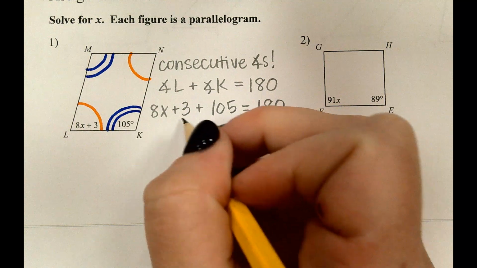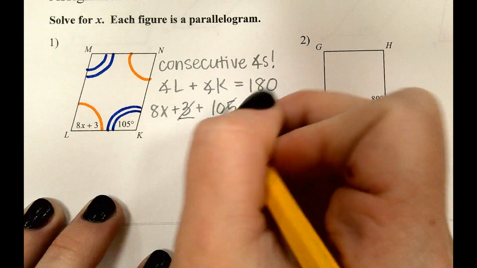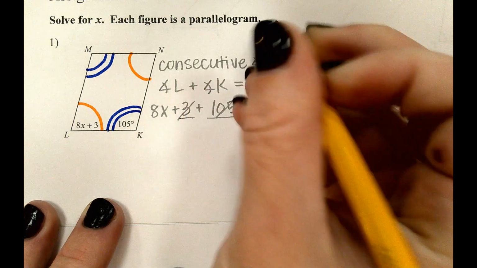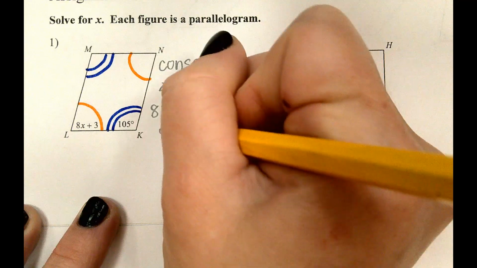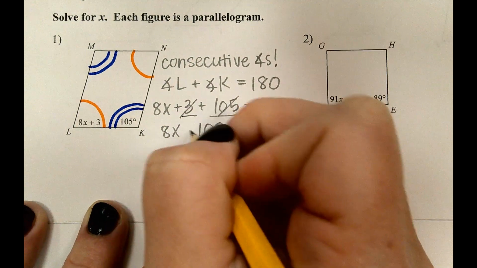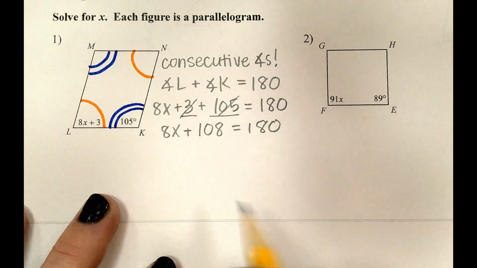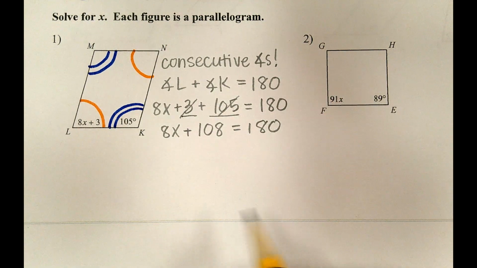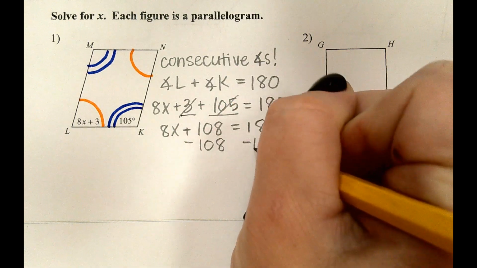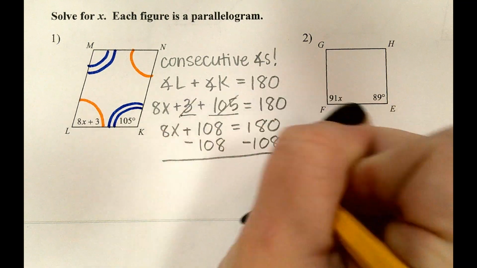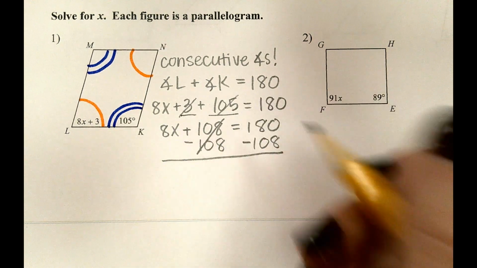Okay, so I'll combine my like terms. I have 105 and 3, which should add up to 108. I'll bring everything down. 8x plus 108 equals 180. From there, we'll subtract 108. That gives you 72. We got 72.